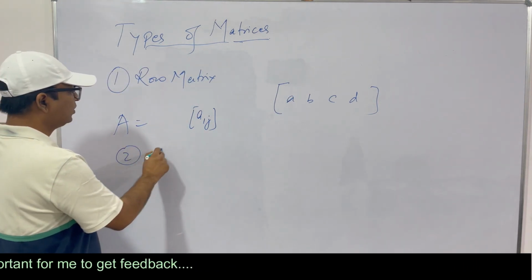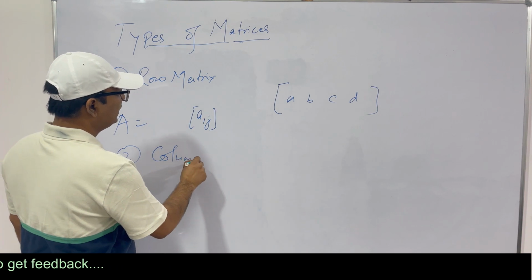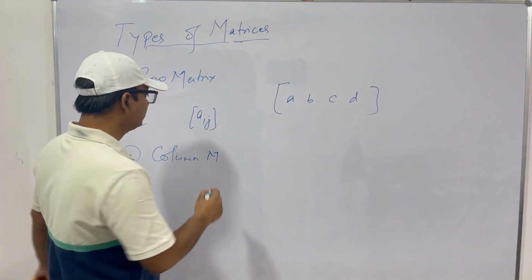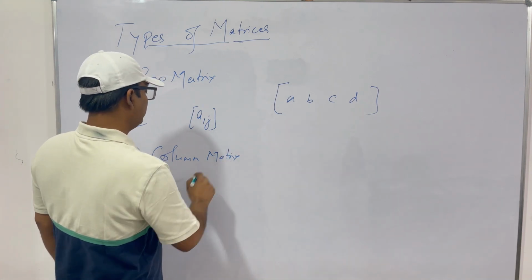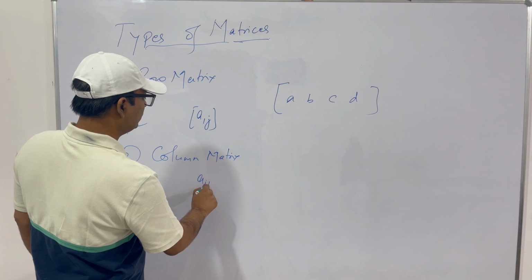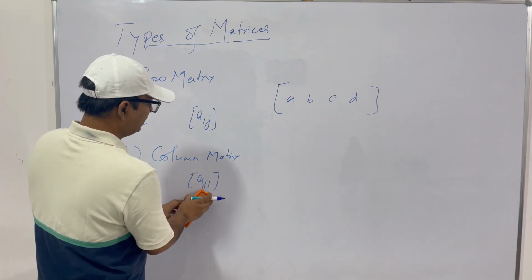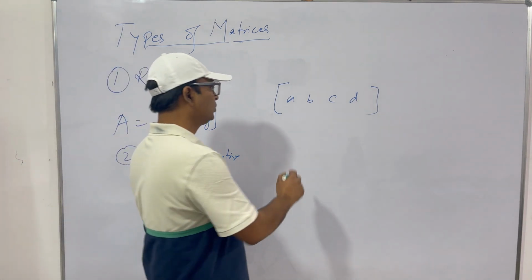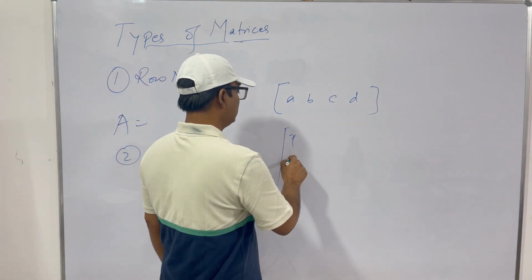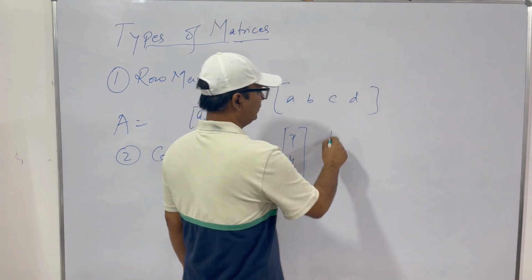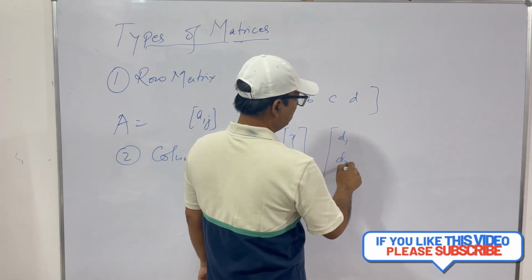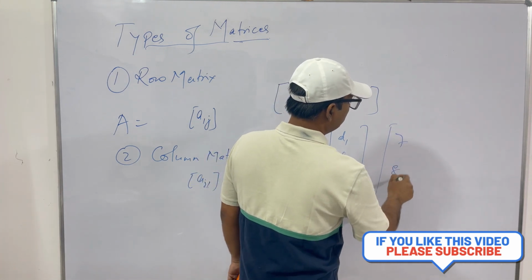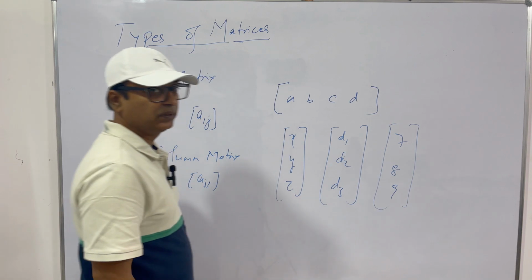Similarly, we have a column matrix. That is, we only have one column. We saw two column matrices in the last example. So, a column matrix will be like a_i1. Not j, we denote it as i. So the number of columns is 1, like we saw X, Y, Z, or we saw D1, D2, D3, or let's say 7, 8, 9. So these are column matrices. Clear?